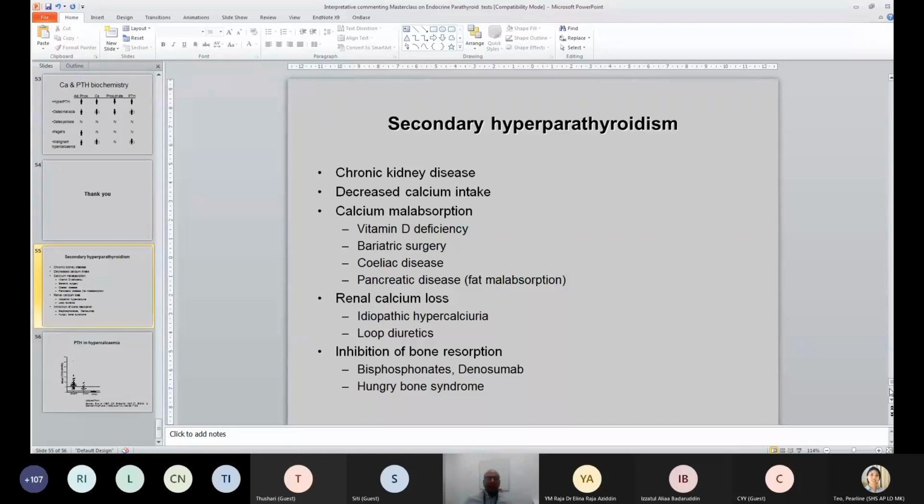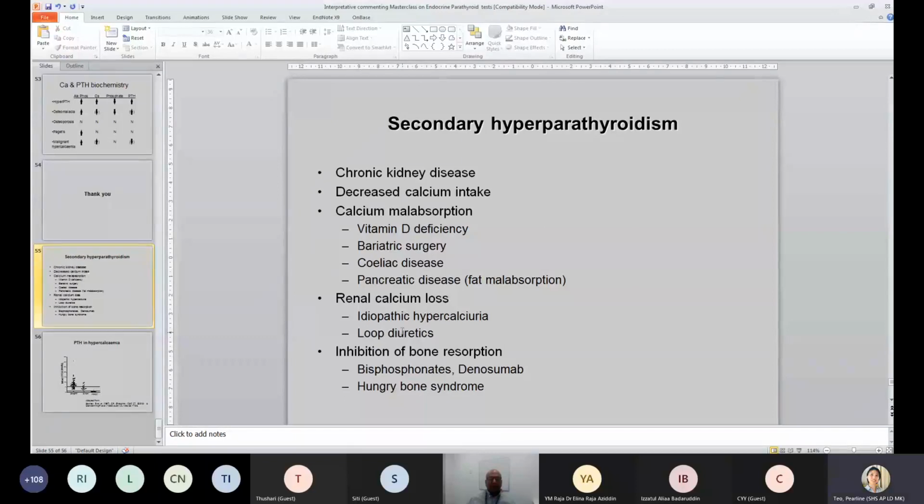So this is a list of causes of secondary hyperparathyroidism. Briefly mention some of the causes, but decreased calcium intake and decreased calcium absorption are two causes mentioned. Bariatric surgery is now becoming common, and that can lead to calcium deficiency and secondary hyperparathyroidism, and it can also lead to bone loss and osteoporosis, so something to think about.